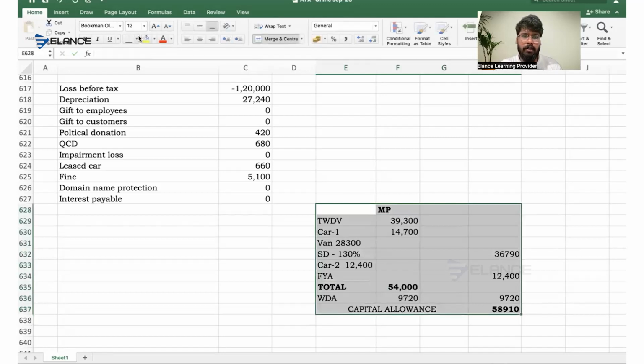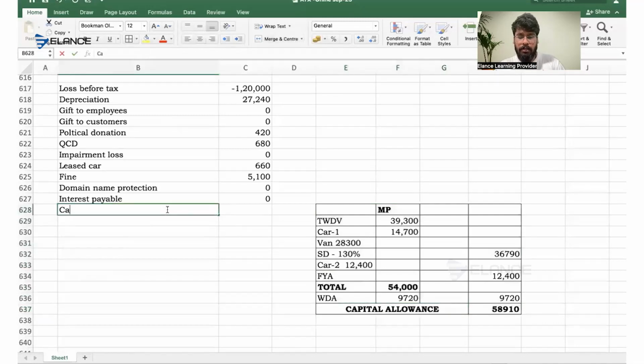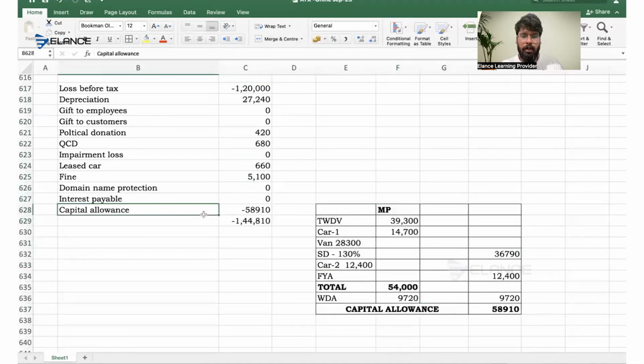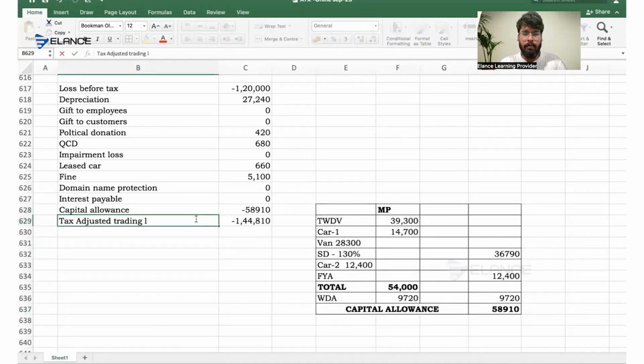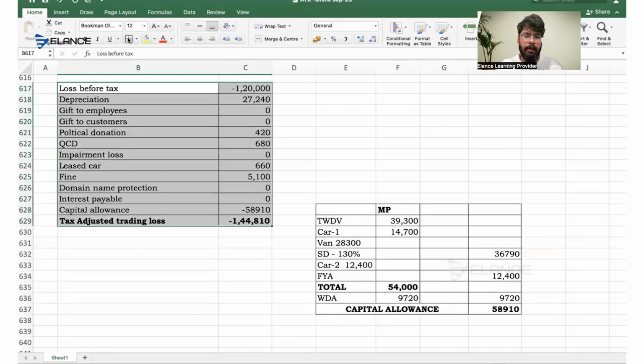Okay, so the capital allowance will be this much, and we can deduct the capital allowance from our computation. So the tax adjusted trading loss will be 144,810. It is the answer of our first requirement. 144,810 is the tax adjusted trading loss. We are done with the first requirement.